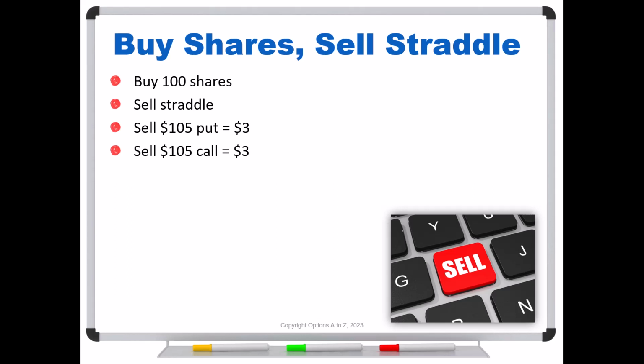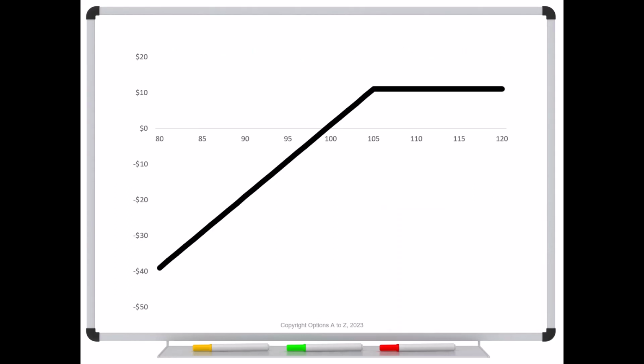You're long 100 shares, you sell one straddle. Well, your risk graph looks like this. So this is our expiration graph. Remember, we get a bend at the strike, so there's our 105 call and put causing that bend. This is the expiration graph. This is what our profits and losses look like at expiration.